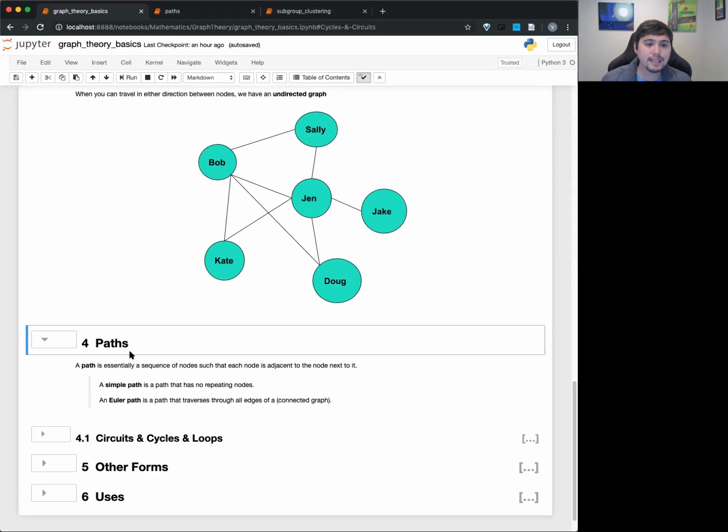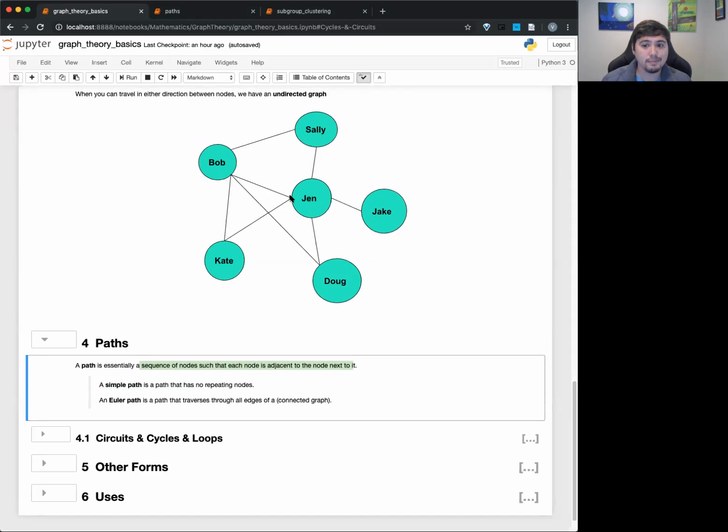Mathematically speaking, I can say a path is a sequence of nodes such that each node is adjacent to the node next to it. Which basically just means a path is describing how I move. So I go from Sally to Bob, to Jen, to Kate, to Bob, to Sally, to Jen, to Jake. That would be a path, right? And usually you represent it with the nodes themselves.